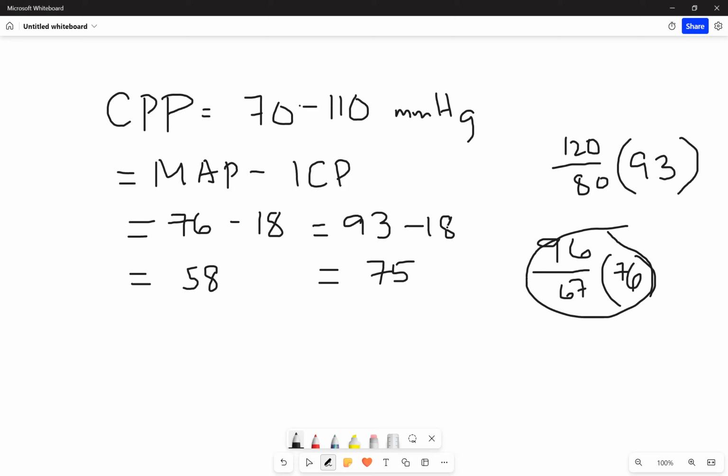75. However, what if the ICP is higher than 18? Then we're in trouble, correct? So are you happy with this number, or do you want this CPP higher? We want it high.